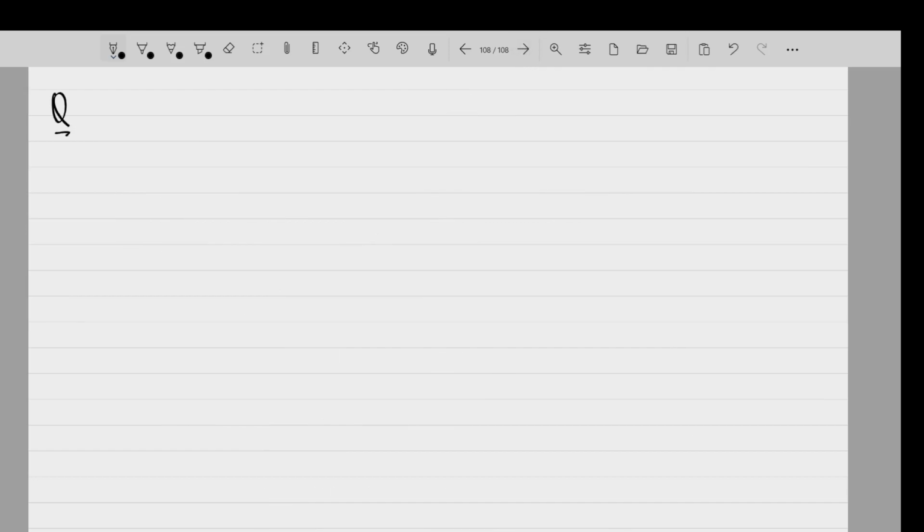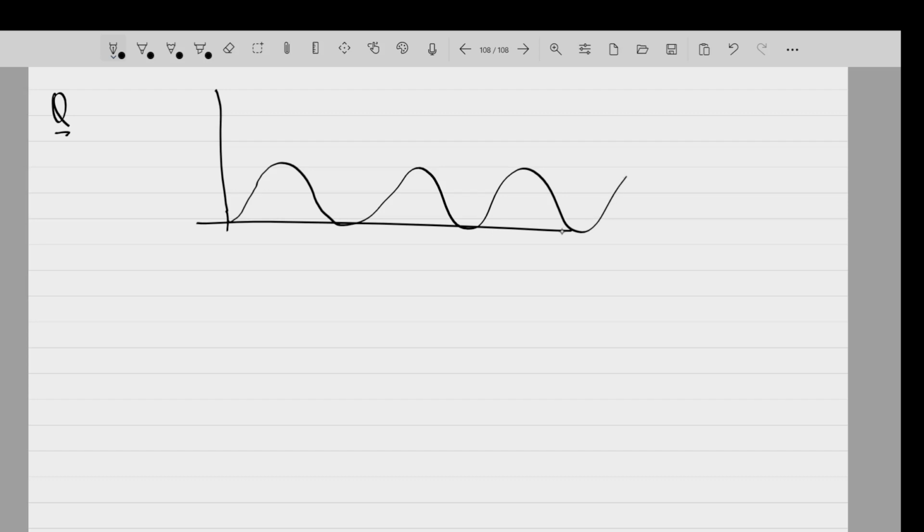Tell me the RMS value of this function. Zero here, this is 4, and this is pi, 2 pi. What will be the RMS value of this function?